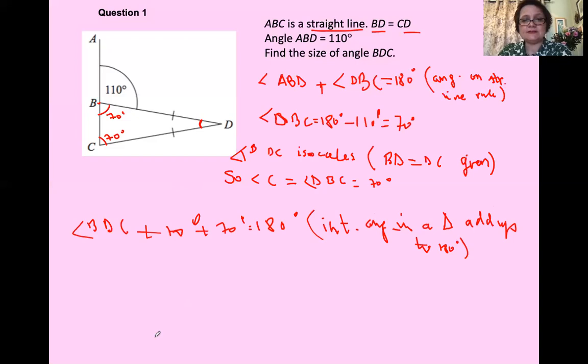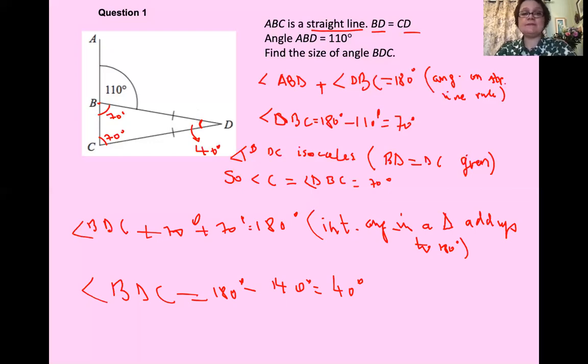And so what does it mean? It means that angle BDC equals 180 degrees take away both of them, which make 140 degrees, and equals 40 degrees, just like that. So our angle is 40 degrees, okay? And this way, if you have a similar question in a test, for example, this is the way how you get full marks. Reasoning is very important, reasoning of every answer.